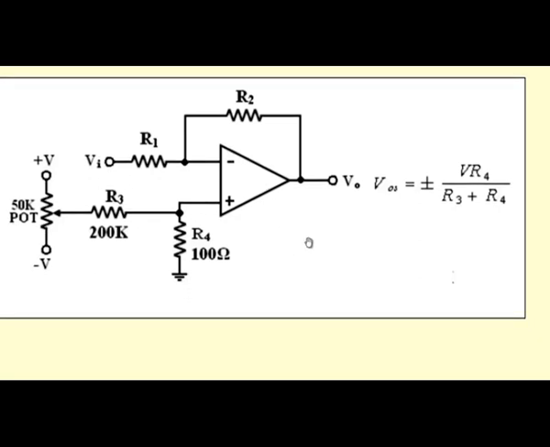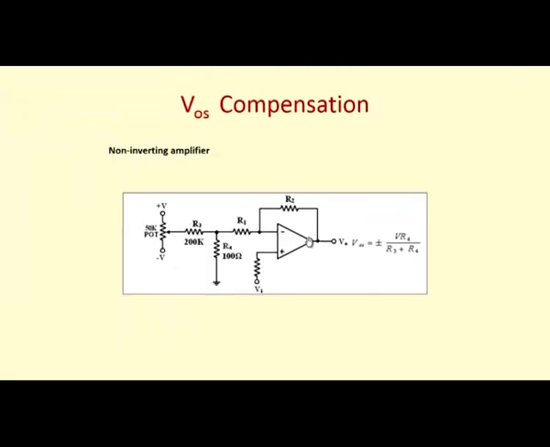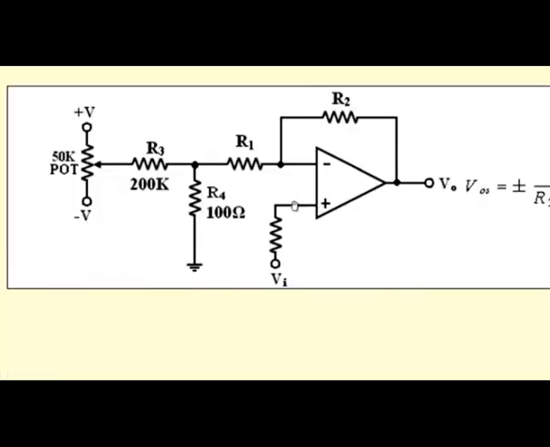Similarly, for the non-inverting amplifier, we can use a balancing circuit at the other input terminal, the negative terminal. The positive terminal takes the signal Vi, and the negative terminal takes the balancing circuit with the same 50K potentiometer, the extreme ends connected to the positive and negative power supplies, and the wiper connected with the resistor of 200 kilo ohms.